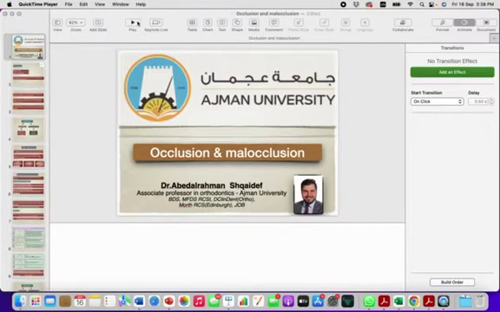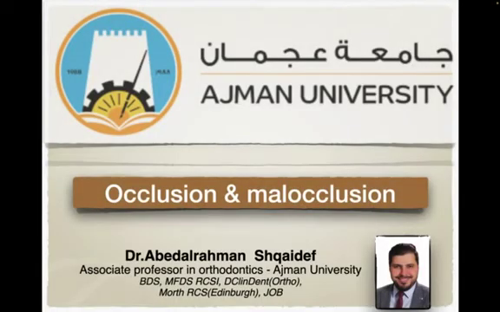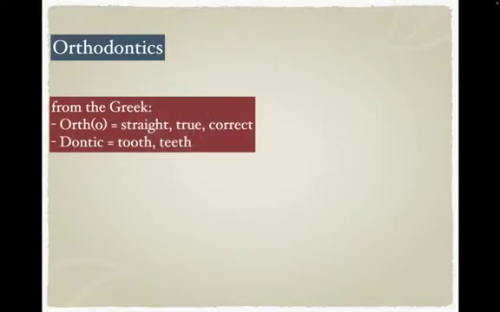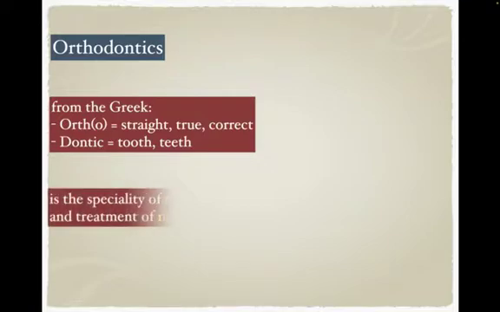Our lecture today is about occlusion and malocclusion. This is the first lecture in the orthodontic residency program. So let's start by defining orthodontics. It came from the Greek words ortho, meaning straight, and dontics, meaning tooth or teeth. So orthodontics means straight teeth.